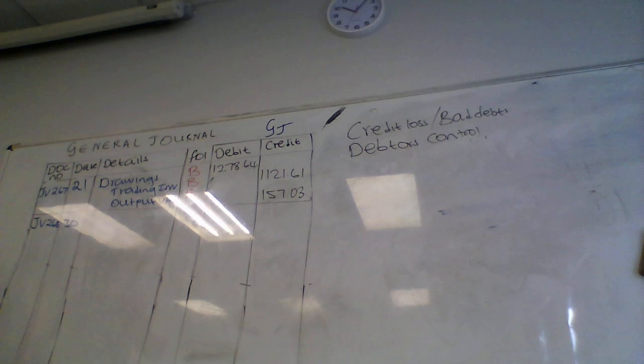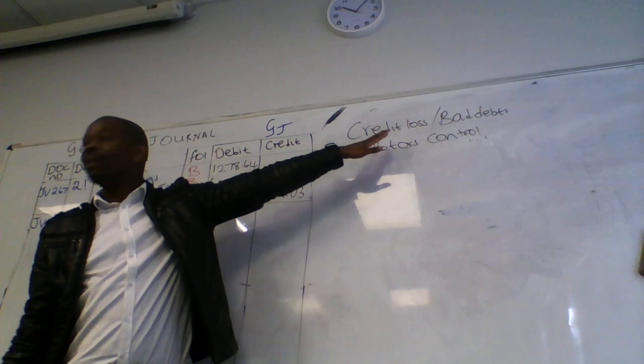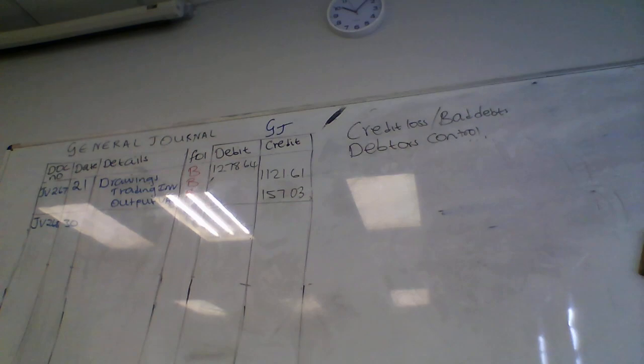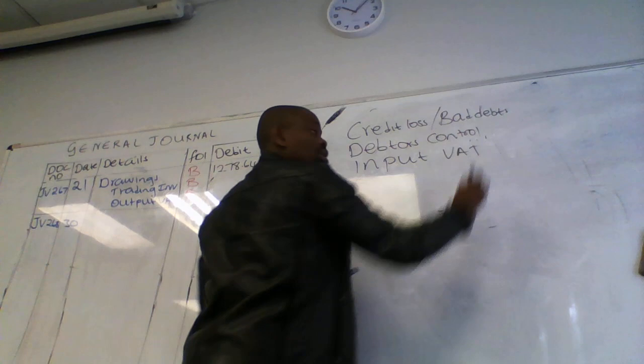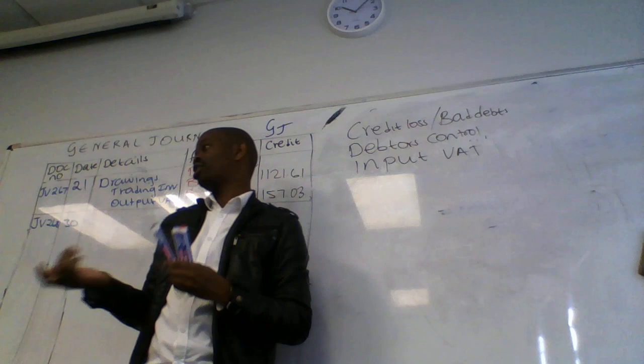Write it down. When I see bad debts, I must always think of what? Input VAT. Write it down. Bad debts and input VAT. So you see, bad debts or credit losses go with input VAT. That's my extra note, so next time you know which VAT to identify. As long as you see bad debts, you must think of input VAT. So please, only the practice will help us.